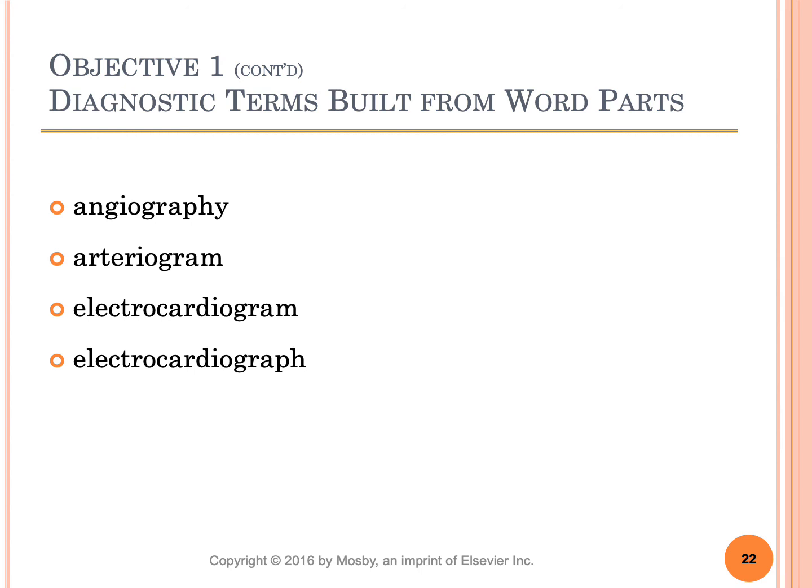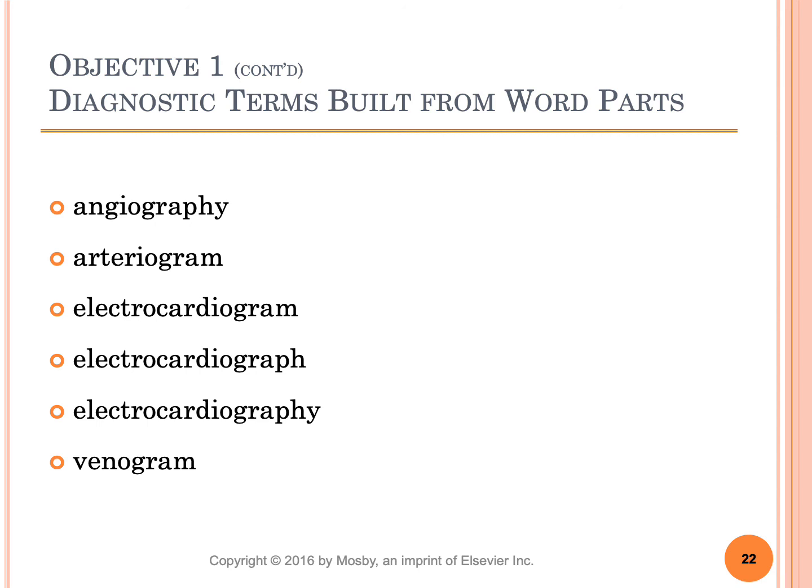The electrocardiograph is the actual instrument that we use to record that electrical activity. And electrocardiography is the process of doing it. Okay, so the gram is the record, the graph is the instrument, and the graphy is the actual process. That's the action word. Okay. And then lastly on this slide we have venogram.